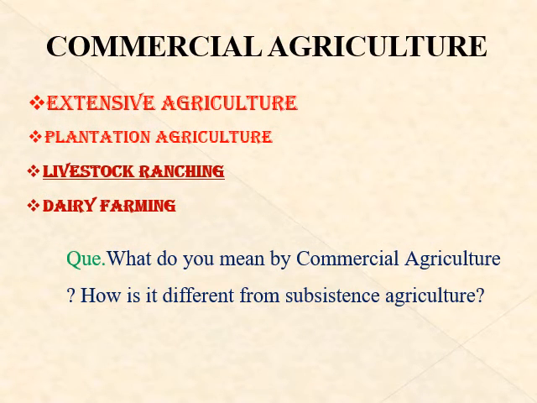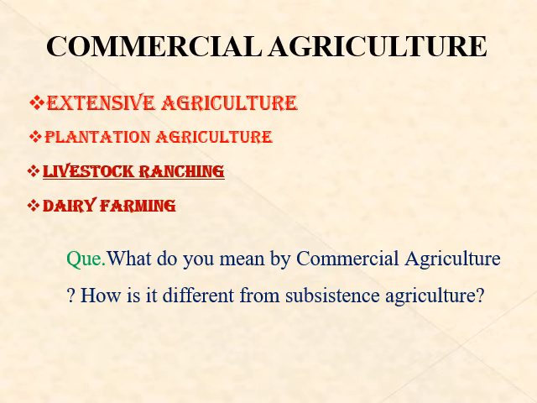Next point is commercial agriculture. Listen, students, what do you mean by commercial agriculture? Commercial agriculture is typically done on a very large scale with the purpose of selling the produce in the market to make profits. It is a specialized form of agriculture which is practiced on very large farms. It is also called crop specialization.